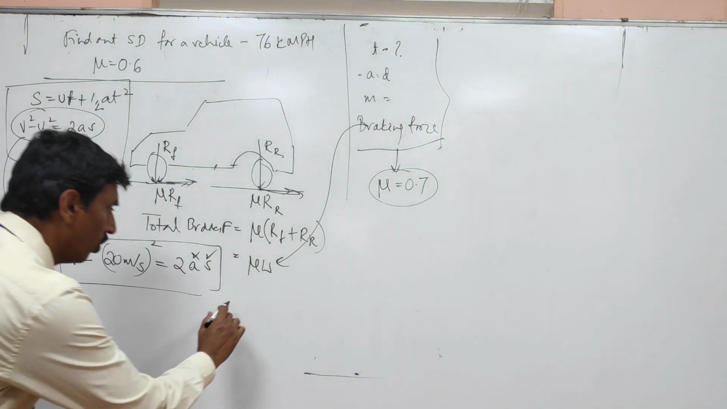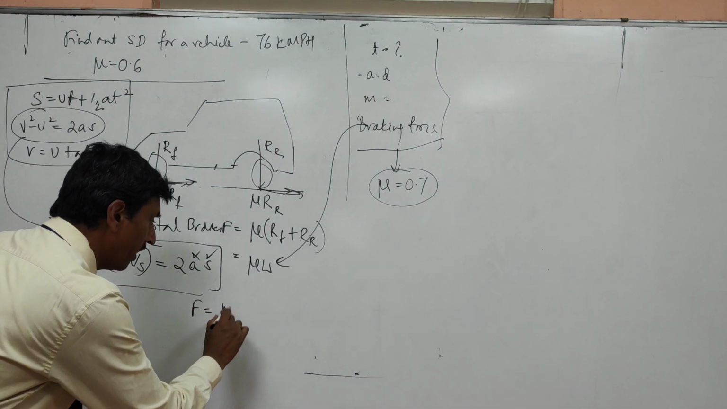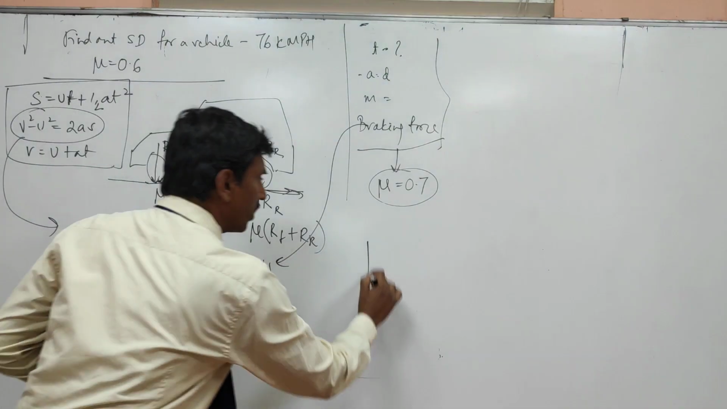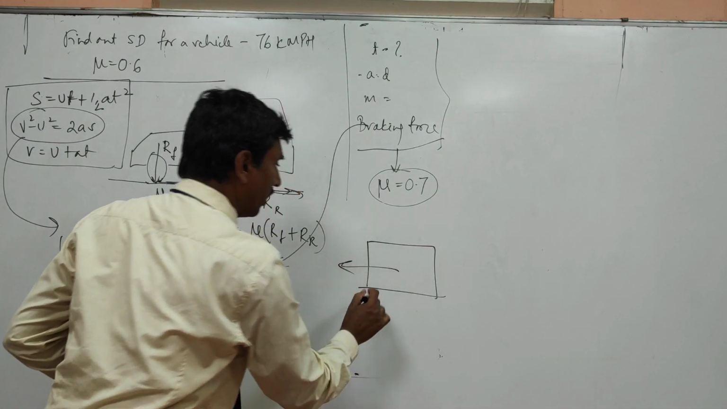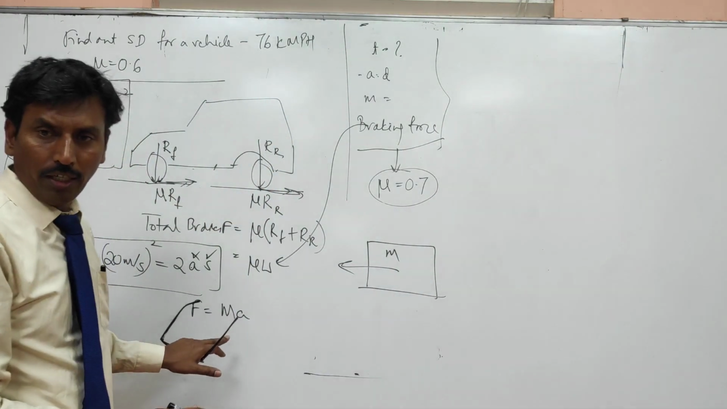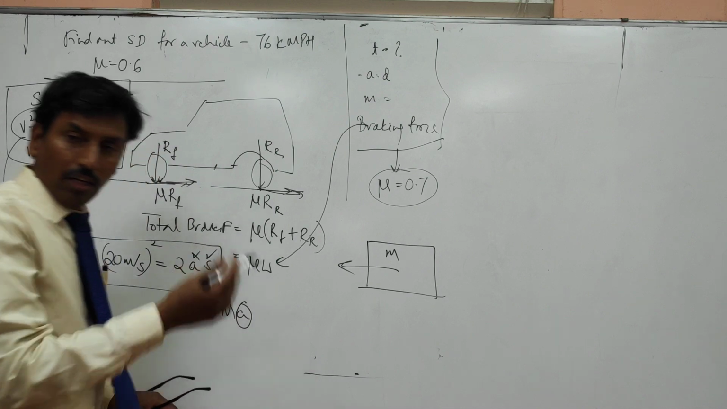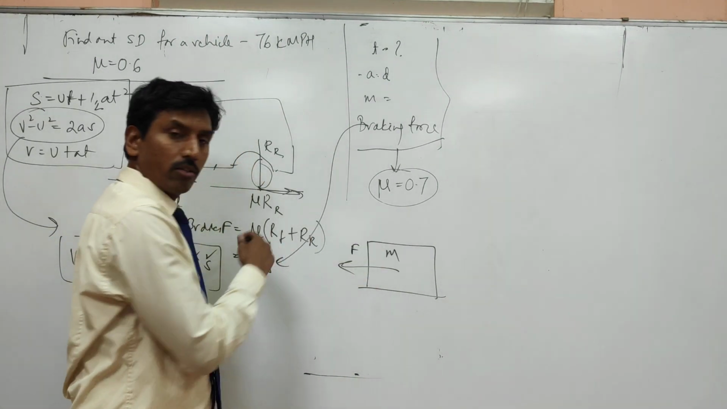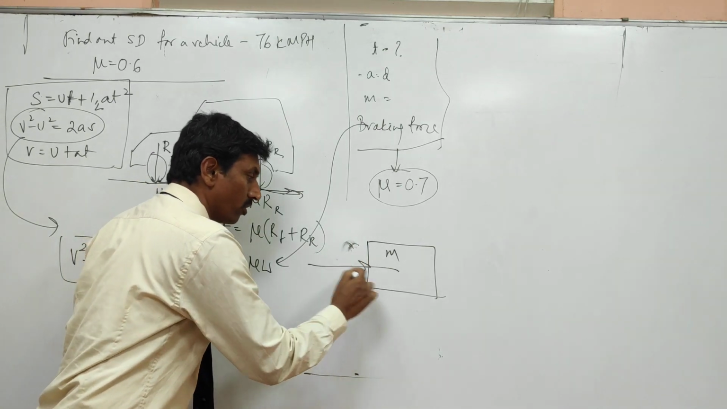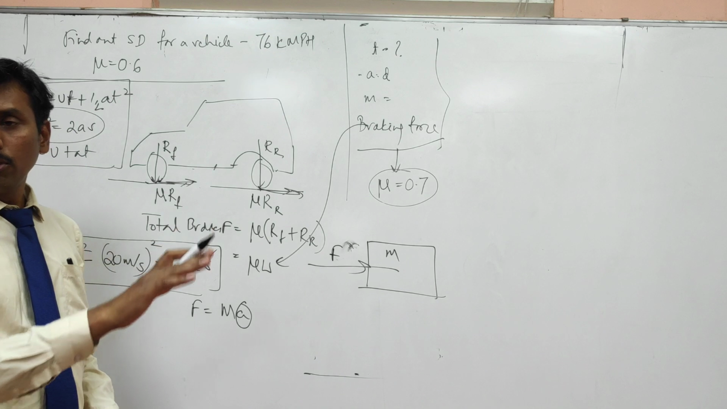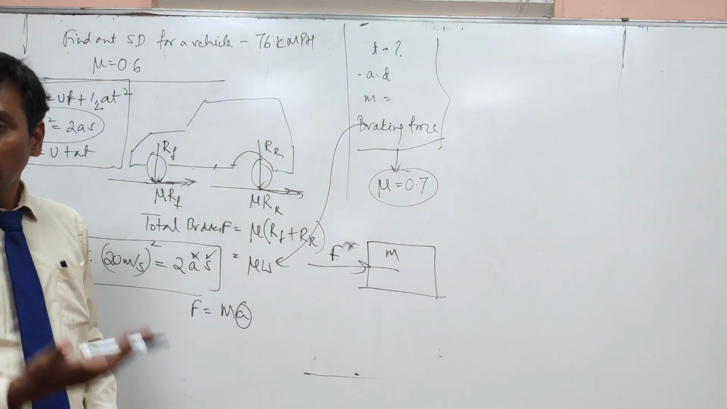We know that F is equal to ma is the equation. Suppose for a body which is moving, whose mass is m, if you want to slow it down or accelerate, you need a force. If you want to accelerate, you apply force in the direction of motion. If you want to decelerate, you should apply a force in the opposite direction. When you apply force in the opposite direction to slow down the vehicle, you call it the braking force.